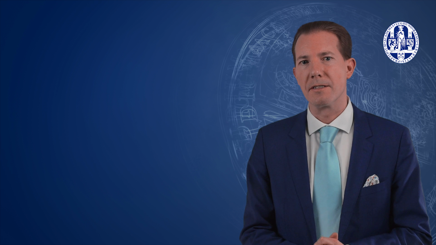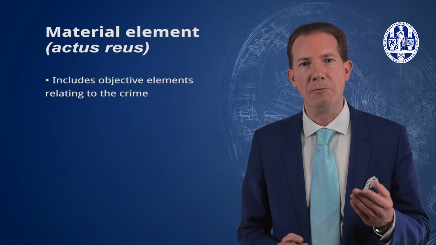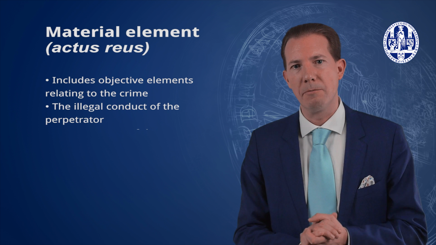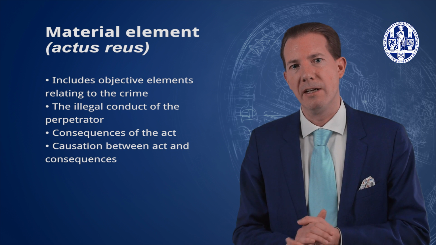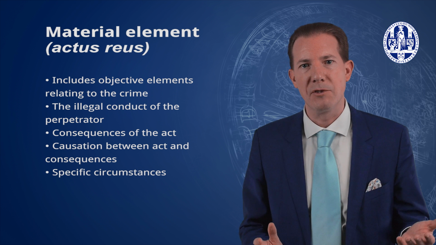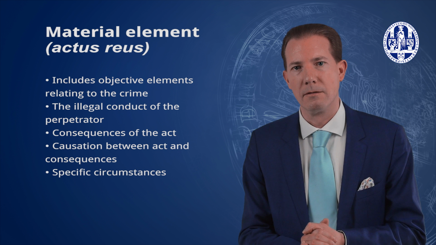International crimes share some resemblances with domestic offenses. They typically include two classical elements known from domestic law. First, the material element called actus reus. It includes the objective elements relating to the crime. They are the illegal conduct of the perpetrator, the consequences of the act, causation between the act and the consequence, and in some cases, specific circumstances related to the subject or the object of the crime, such as the minimum age of victims.